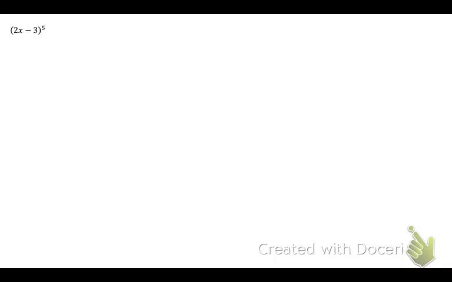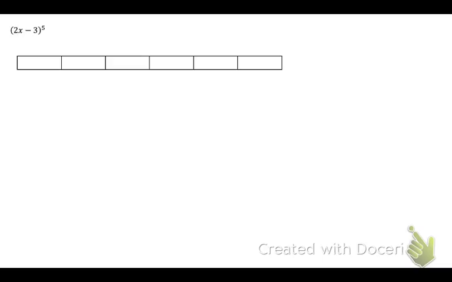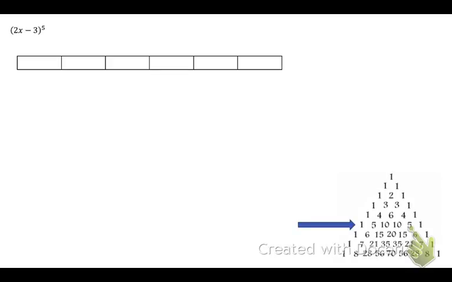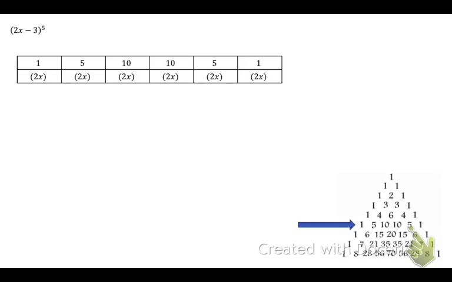Cool? Let's do this one right here. So we have 2x minus 3 to the fifth power. It's raised to the fifth power, so I'm going to draw 6 boxes. Look at Pascal's triangle. Go to the fifth row. 1, 5, 10, 10, 5, 1. Draw our second row. 2x goes in there. Now this is raised to the fifth power, so I'm going to start with 5. So 2x to the fifth, to the fourth, 3, 2, 1, 0.